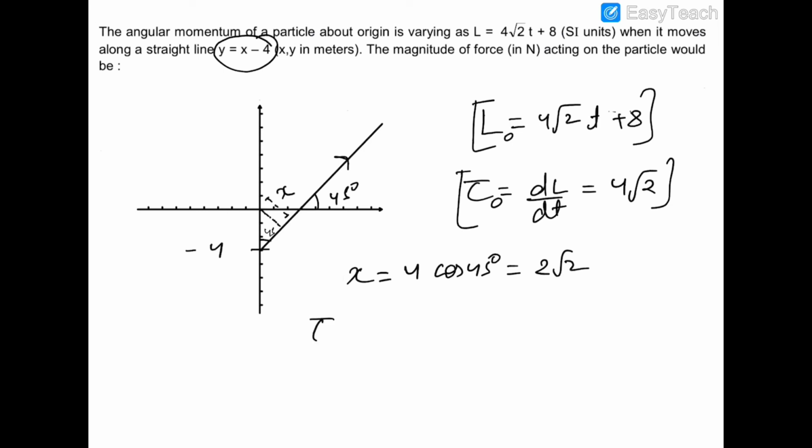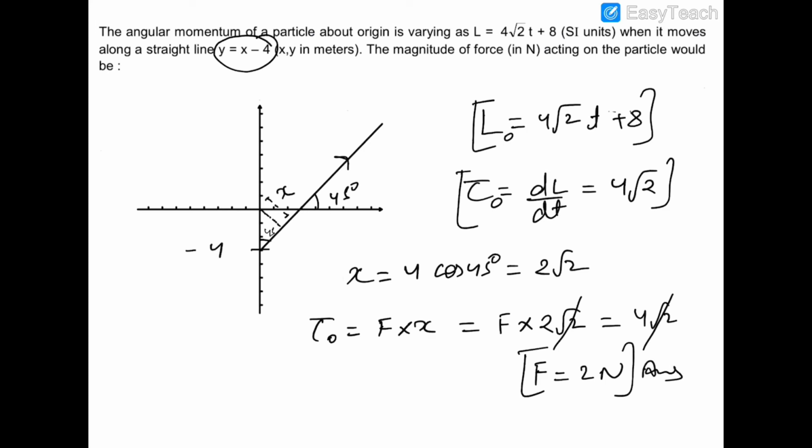Now the torque about the origin is force times x, and therefore it is equal to F into 2 root 2, and that is equal to 4 root 2. So cancelling this root 2, F will be equal to 2 newtons.